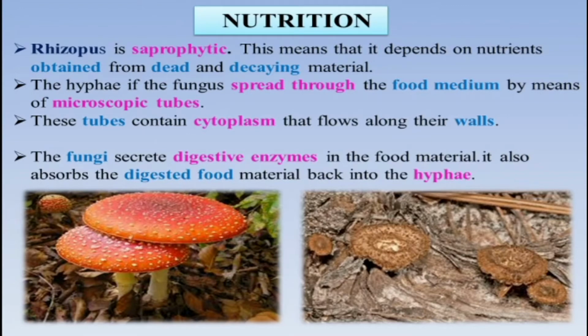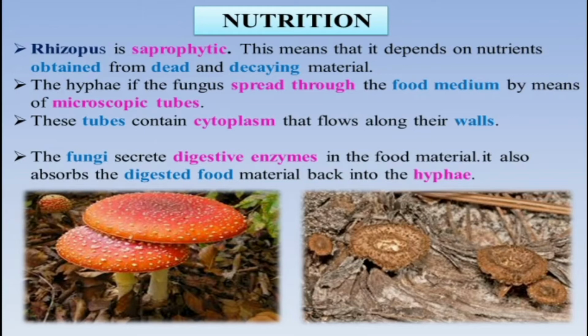Nutrition in fungus: Rhizopus is saprophytic. Saprophytic, as already discussed, means it takes energy from dead and decaying plants and animals. The fungus spreads through the food medium by means of microscopic tubes, the hyphae. What happens in these tubes?